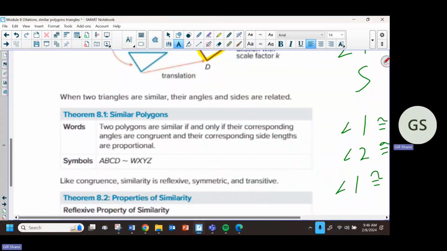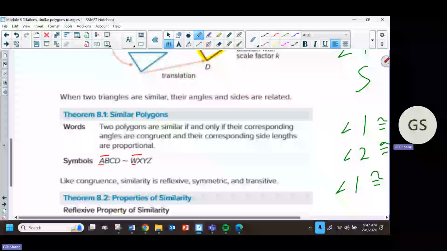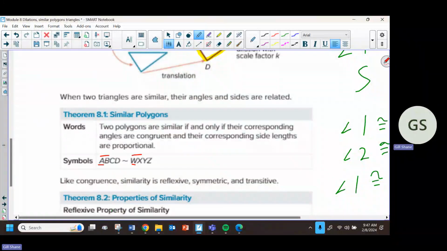Angle A would match up with angle W. Angle B would match up with angle X. C would match up with Y. If we did sides, if we're trying to compare matching sides, side AB would match up with side WX. And then you just match them up using the letters that are first and second, second and third, third and fourth, and then typically first and last. So you have to do it using the letters.